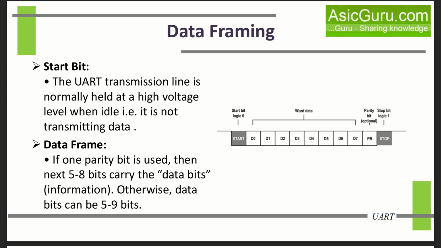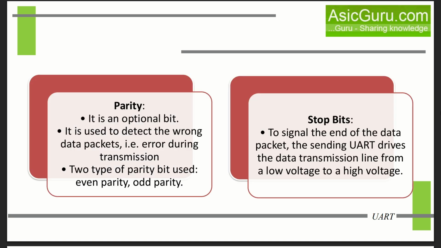If a parity bit is used, the data frame can be 5 to 8 bits, otherwise it can extend to 9 bits. The optional parity bit is used for basic error detection during transmission. There are two types: even parity, where the total number of ones including the parity bit must be even, and odd parity, where the total must be odd.